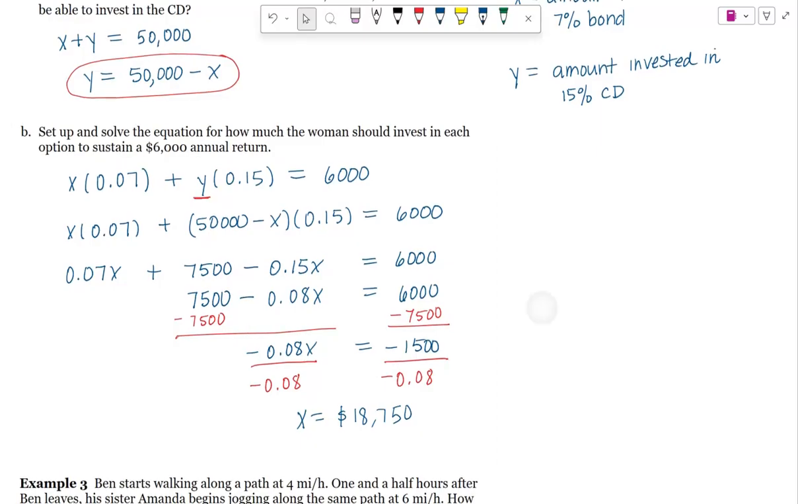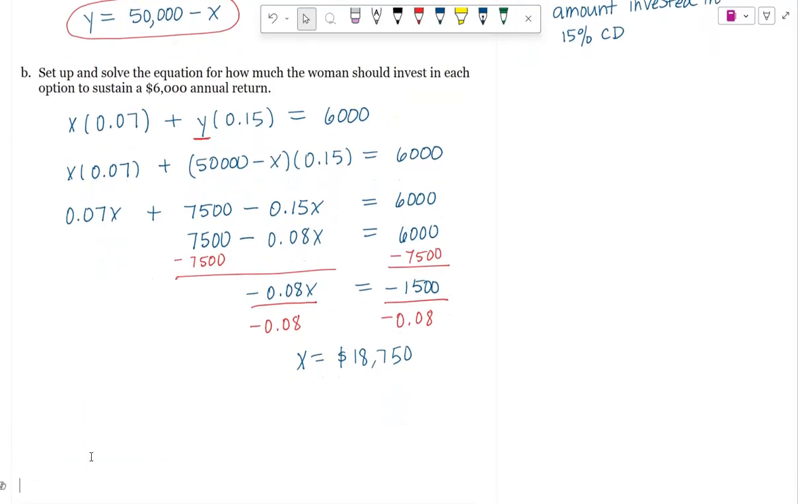And then if we subtract that from the 50,000 total that we needed, hang on, let me make some more room here. We'll get that y is equal to 31,250.